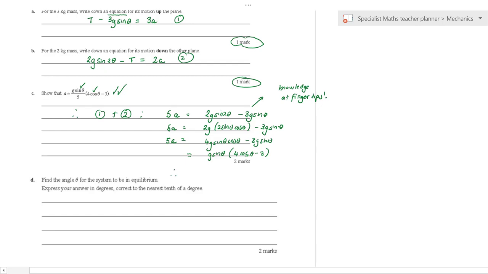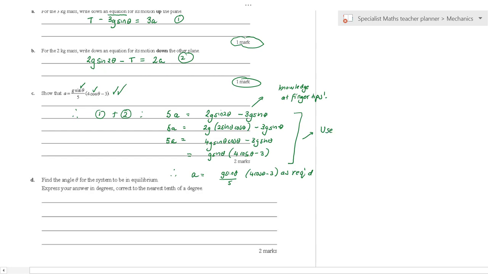So therefore, have we skipped a step? No, we haven't. a is equal to g sine theta over 5, times 4 cos theta minus 3, as required, or you can say QED or whatever you like. But can you notice there that I haven't reverse engineered?